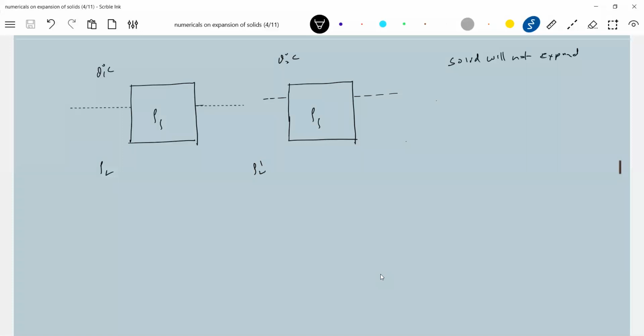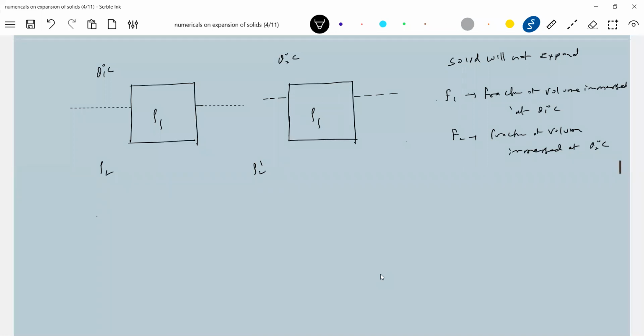So let F1 and F2 be the fraction of volume immersed. F1 is the fraction of volume immersed, immersed or submerged, anything. Fraction of volume immersed at theta 1 degree Celsius. What is F2? Fraction of volume immersed at theta 2 degree Celsius.